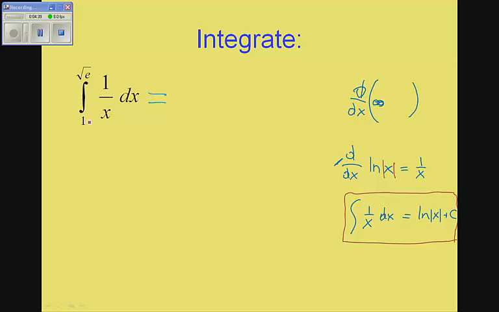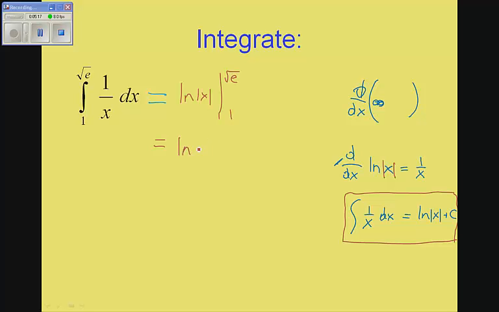So we're going to integrate from 1 to the square root of e of this function. Using the formula, that's the natural log of the absolute value of x. I don't need a plus c because I have a definite integral. So I'm going to evaluate this from 1 to the square root of e. Both of these are positive, so the absolute value doesn't matter here. It will in some places, so I just want to point it out.